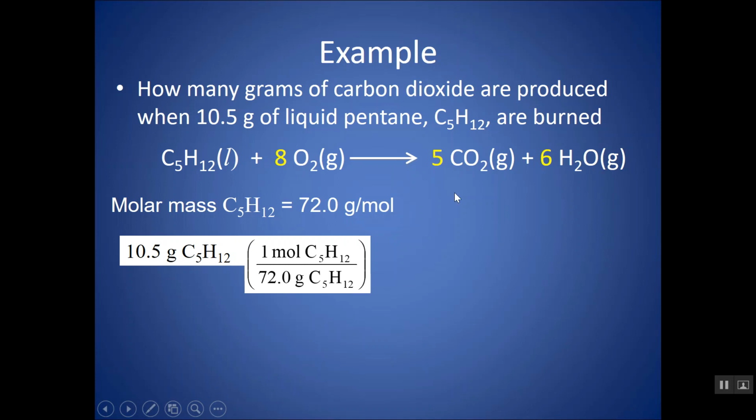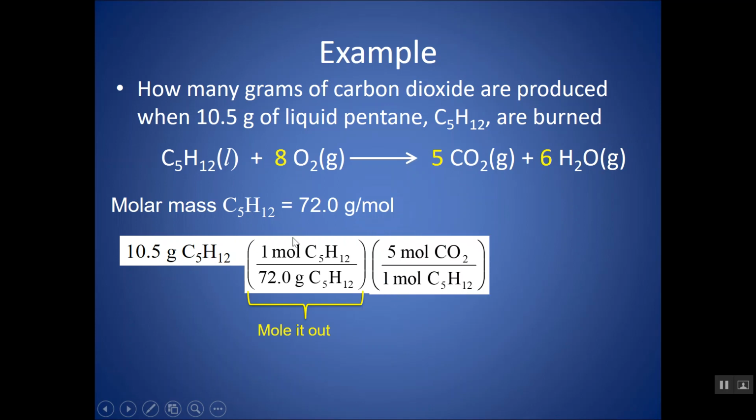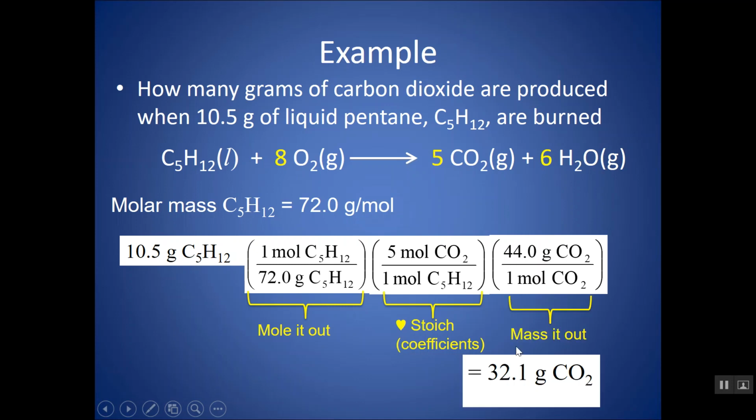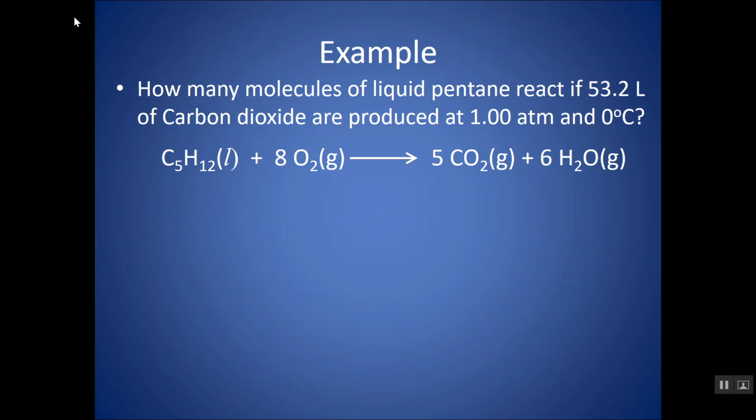I can change into moles of CO2 using the coefficients. Okay, 1 mole of C5H12 goes on the bottom to cancel. 5 moles of CO2 go on top. I'm in moles of CO2, but they ask for mass. So let's mass this back out. Do not use the fact that there are 5 CO2s anymore. You already used that in the stoichiometry conversion factor. So now I'm just looking at the formula CO2, which has a molar mass of 44. 1 mole of CO2 weighs 44 grams. And in my calculator, I do this out and I get 32.1 grams.